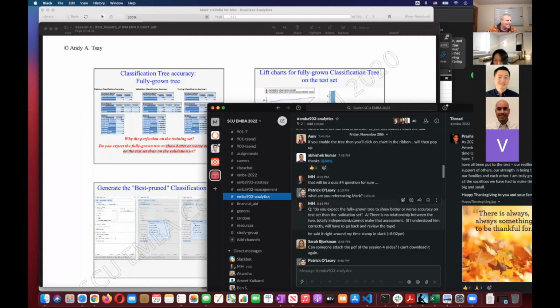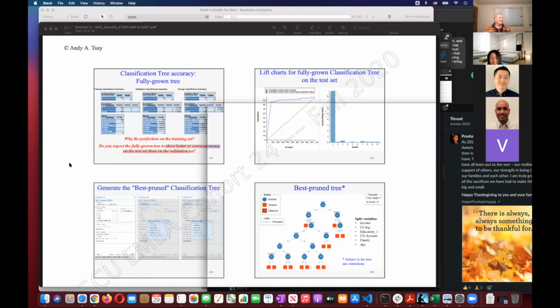Do you expect? Yeah. Oh, yeah. So better or worse accuracy. There's no relationship between the two. Totally independent. Cannot make that assessment. Guaranteed to be a quiz question. Totally independent? Yeah, the validation and the test set have nothing to do with each other. So running a test on the validation set doesn't give you any information about how it's going to perform on that test set, and vice versa.